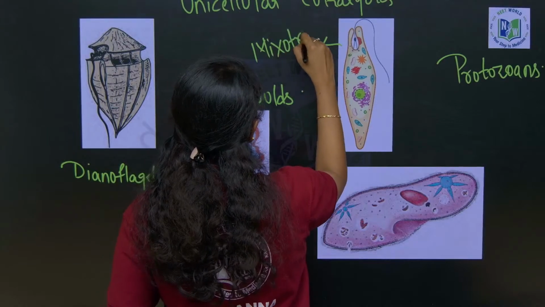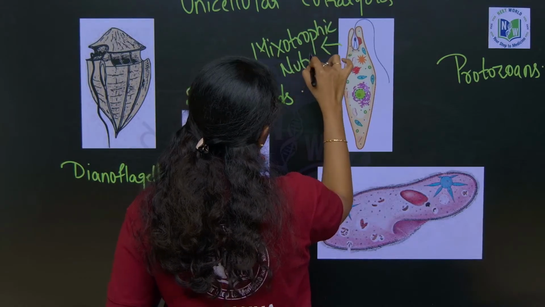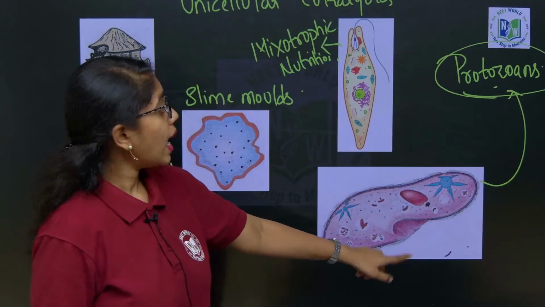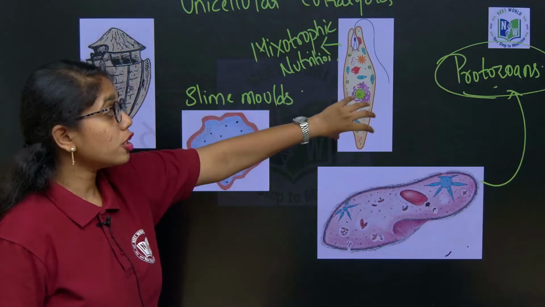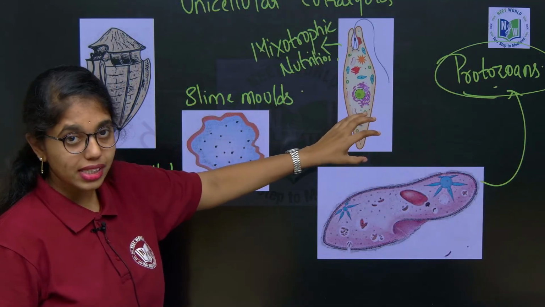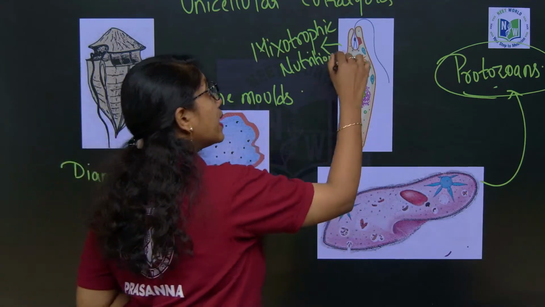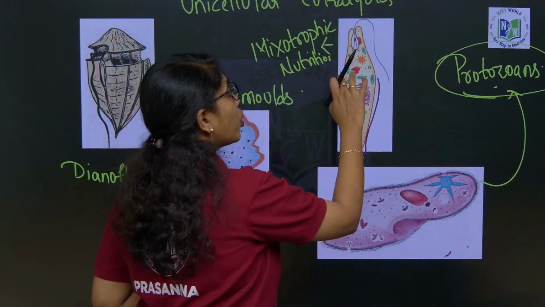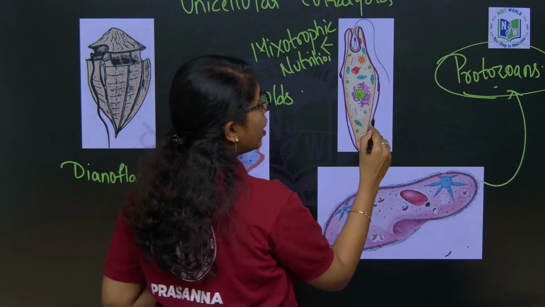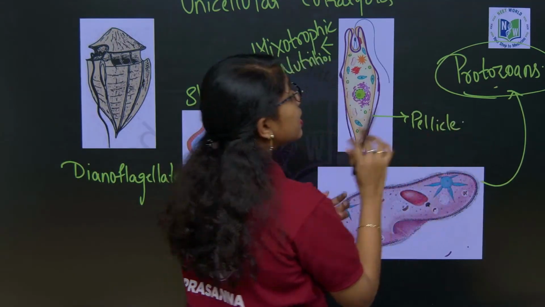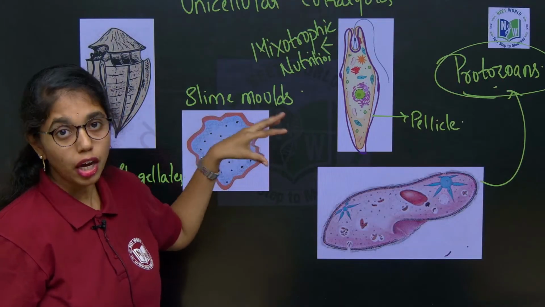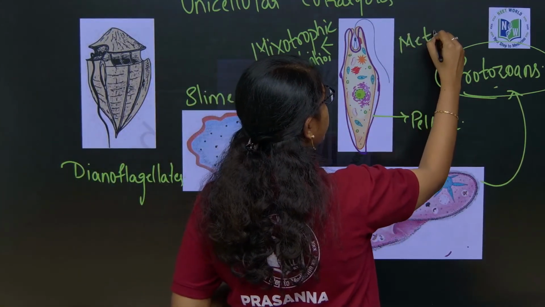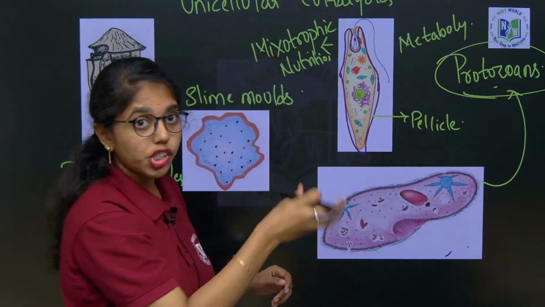Euglena has mixotrophic nutrition, whereas paramecium is a protozoan, an animal-like protist. Euglena is a plant-like protist, but there are no stiff cellulosic cell walls. The cell wall is absent, but euglena possesses a protein-rich layer called pellicle. This pellicle shows different movements of euglena where they can change their shape. Those movements are called metaboly, facilitated by the protein-rich layer, the pellicle.